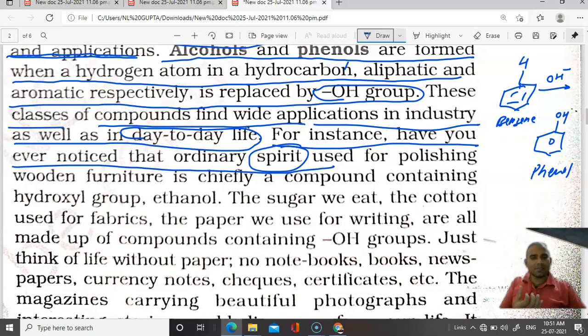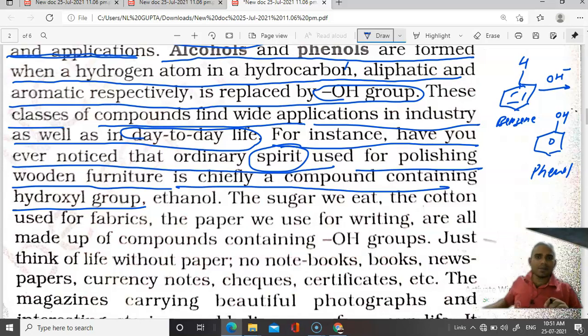ordinary spirit that we use in a spirit lamp, used for polishing woolen furniture, chiefly contains compounds with a hydroxyl group. So when we polish woolen furniture, we polish it with spirit, and this is a hydroxyl compound, that is ethanol.